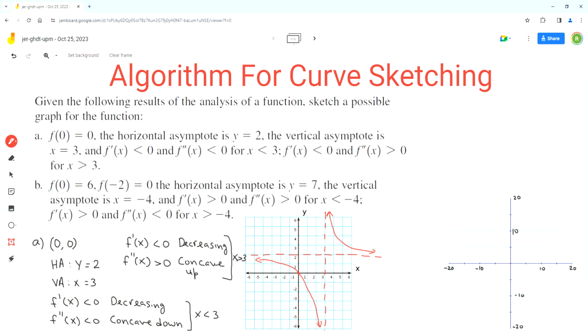Now we can analyze part B. So in part B, we are given that f at 0 is equal to 6. So that's a point that lies on the function, and the point is (0, 6). And we are given that f at negative 2 is equal to 0. So that's another point that lies on the function. The horizontal asymptote is at y equals 7. And the vertical asymptote is at x equals negative 4.